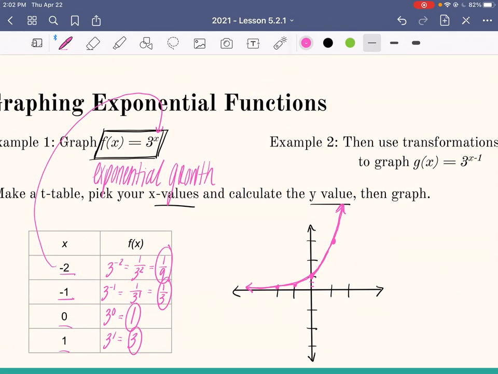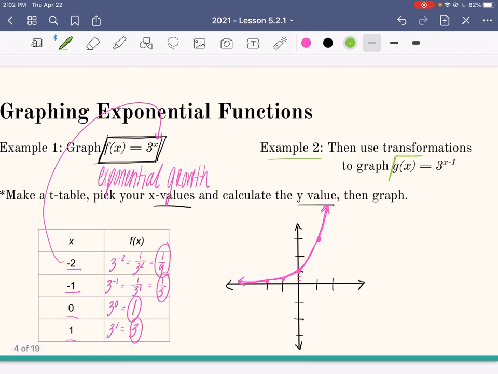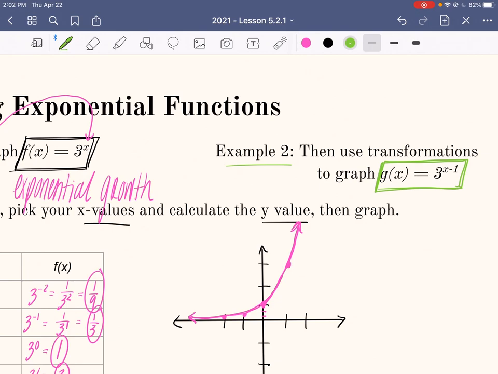And then we are going to take a look at a second example here that's just a transformation of this. We've talked about transformations of functions quite a bit this year. Now if we take g of x and say that it's equal to 3 to the power of x minus 1, I want to briefly remind you, anytime we have an x minus h, that is the horizontal shift.